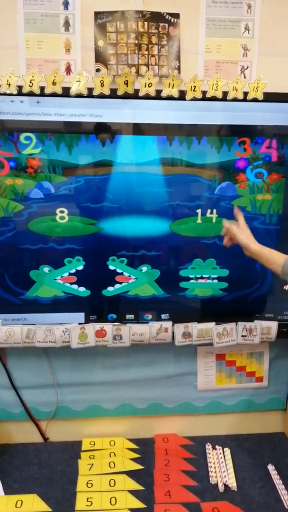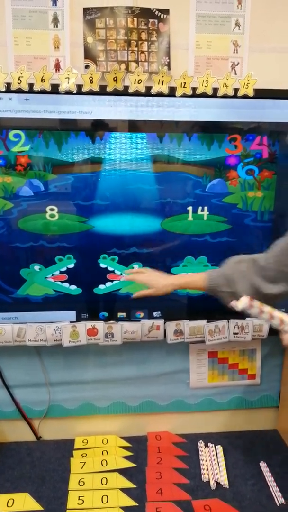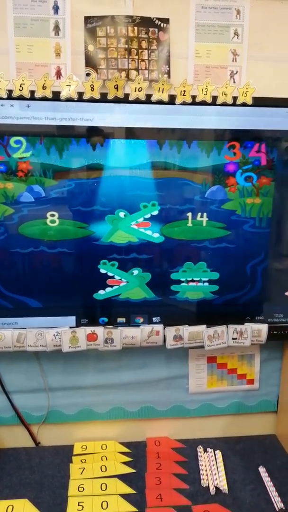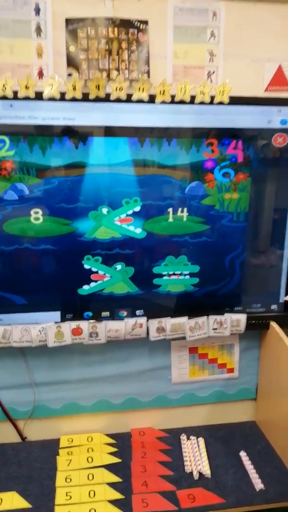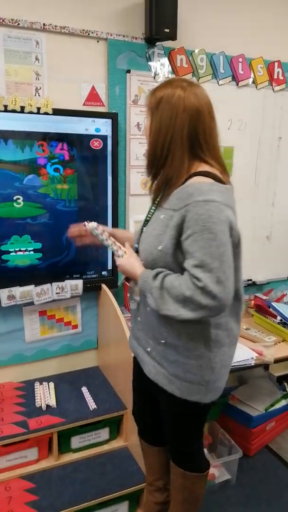Remember though, these are really easy numbers, aren't they? We know that one's smaller than 10 and this one's bigger than 10, so we don't need to make those to prove. If you were comparing numbers like 26 and 24, for example, then we would use our straws to really exemplify how we know which one is bigger and which one is smaller.